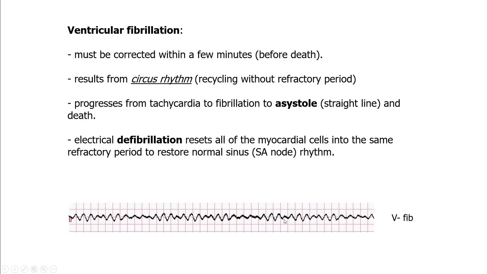But here you can see VFib. So we saw VTAC, then we get VFib, and then we'll get a flat line. This is the most serious of our cardiac arrhythmias.